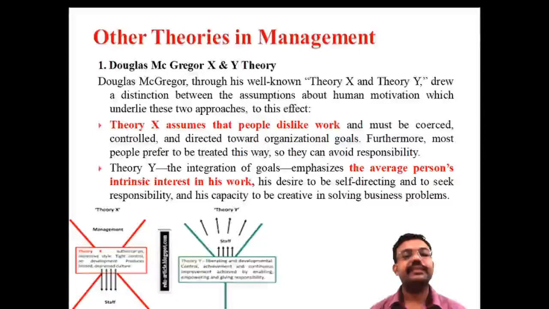What is X theory? X means negative. See this diagram. X is always negative, and Y is always positive. X is negative, Y is positive. That is the symbol of the X theory and the Y theory. X is purely negative, that's the minus mark. Y is always the plus mark, positive.